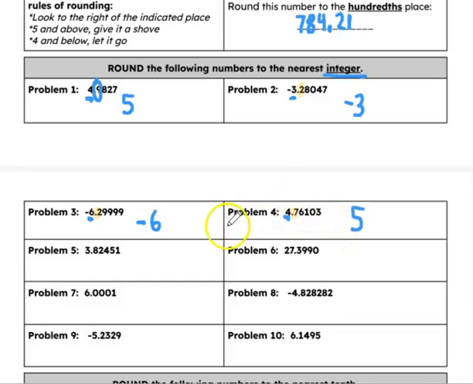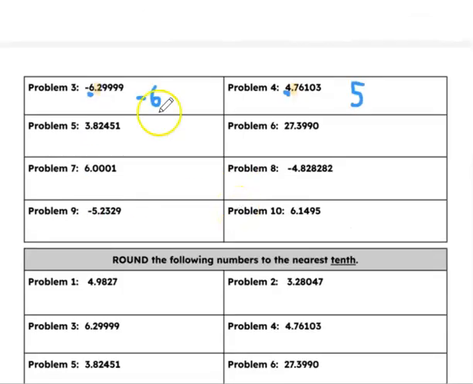So what I want you to do now is do these problems one at a time, or finish them all, and then check in with your teacher before I move on to the 10th place. So take the time to pause the video until you finish this section.